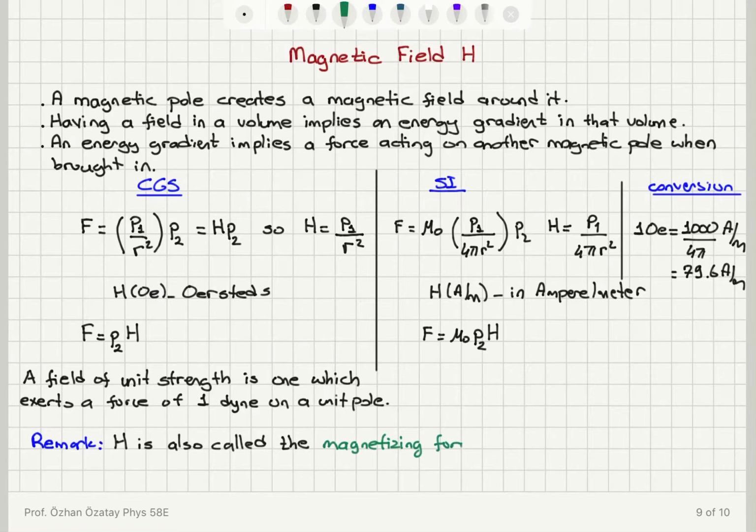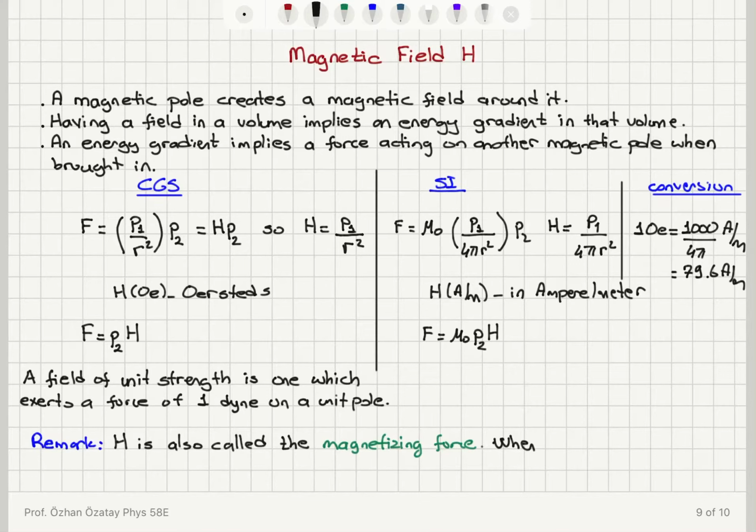So if you remember our discussion in the first video, we said that one of the effects of the magnetic field on its surroundings is to magnetize. So when you have a demagnetized magnet that is brought into H, it will be magnetized. So that's what it means.